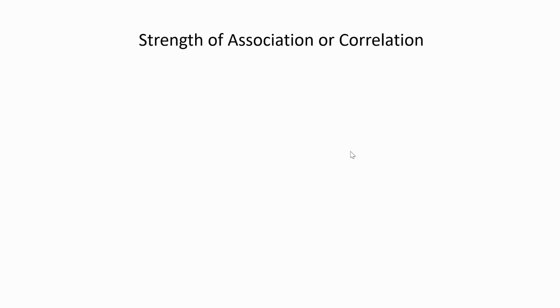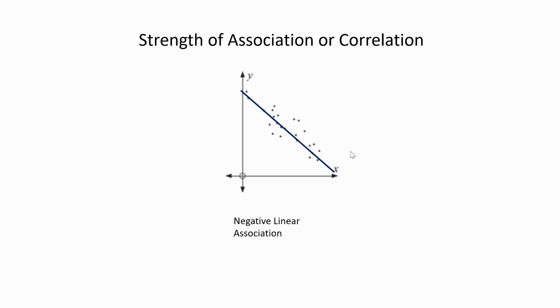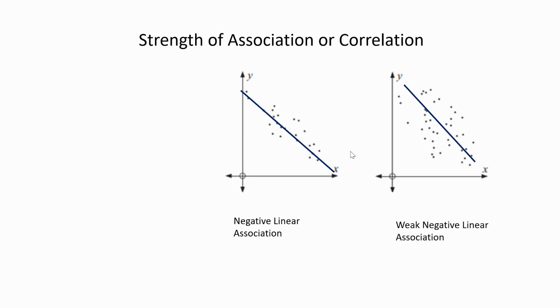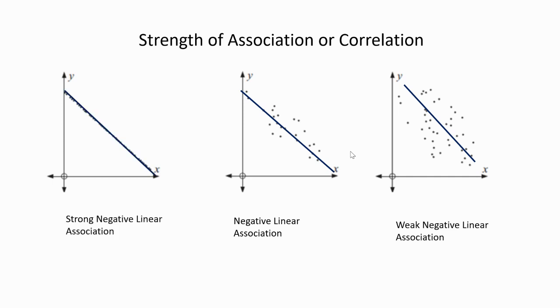Let's look at a negative linear association. This is the one that I showed you in the very first or second slide. And then here's another set of data, and yes, this also has that negative trend, but it's weaker. It's a weak linear association. It's not that strong compared to the one to the left. And then this data is really, really strong. They make pretty much a line, and that would be a strong negative linear association.